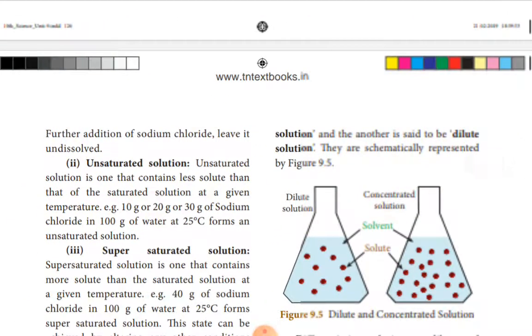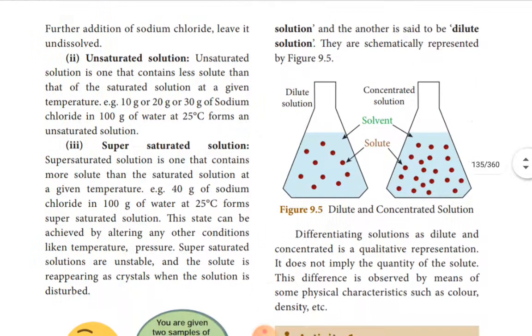Then unsaturated solution means the solution contains less amount of solute compared to the saturated solution. That is unsaturated. Then supersaturated solution means the solution contains more solute than the saturated solution at the given temperature. Suppose 40 gram of sodium chloride in 100 gram of water at 25 degree, that is a supersaturated solution.